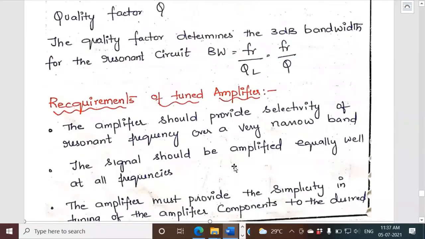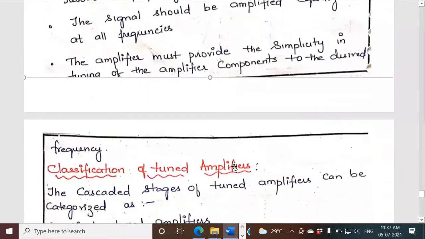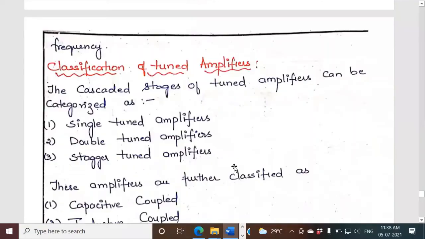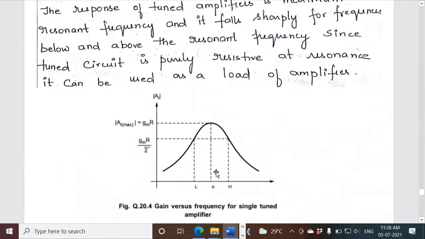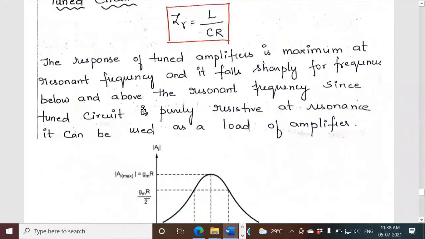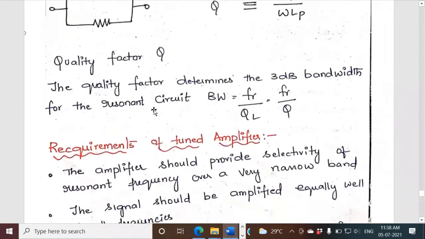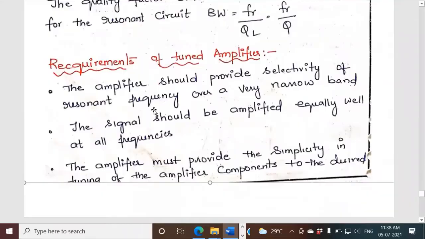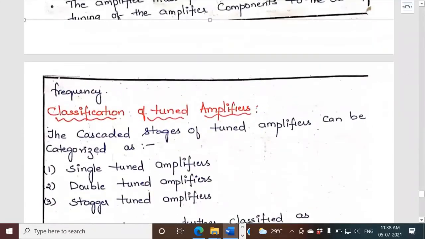Then the requirements for tuned amplifiers we have also discussed. Then the classification of tuned amplifiers. If we use one tuned circuit, something like this resistor, capacitor, inductor combination, it is a single tuned amplifier.